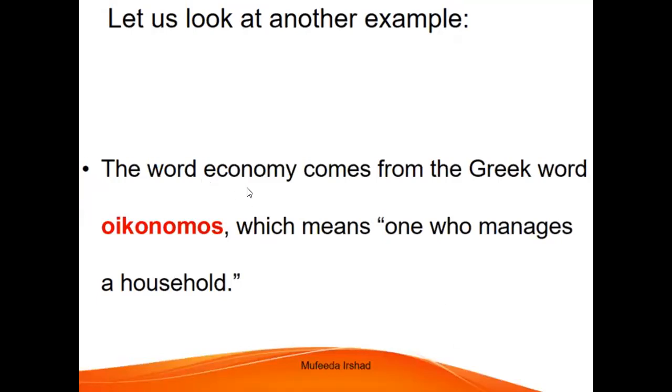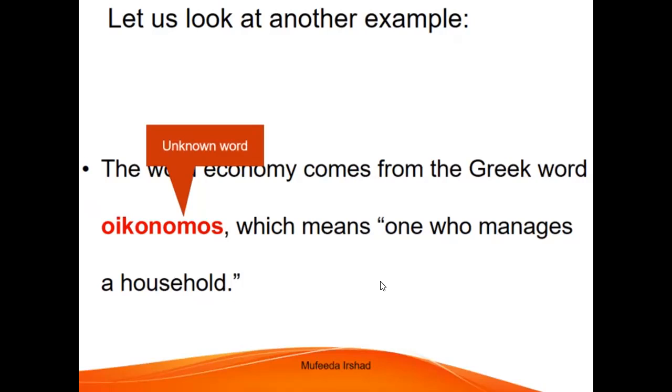The word economy comes from the Greek word oikonomos, which means one who manages a household. What does oikonomos mean? How do we deduce the meaning of the word? Look at the information around the word. Has the writer given us any clues? Yes, he has, hasn't he? What is the clue that the writer has given?